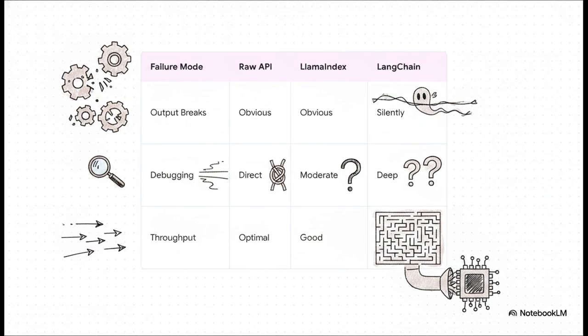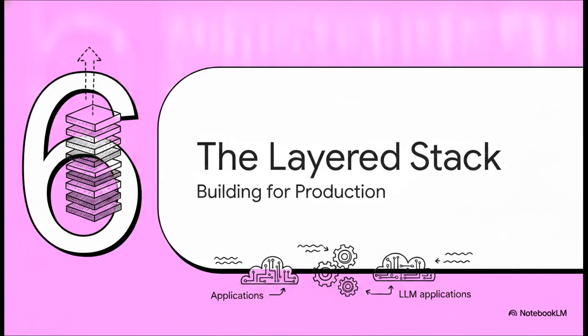Now, what's really interesting about this slide is seeing exactly how each tool fails in production, because a framework's value depends entirely on whether it's hiding complexity you actually face. If a prompt change breaks your output, raw APIs and LlamaIndex make that failure immediate and obvious. But in LangChain, it might propagate completely silently through your chain. Debugging is direct with raw APIs, moderate with LlamaIndex, and deep and hard to isolate in LangChain. And for scaling throughput, raw API is optimal, while that framework overhead we talked about can quickly become your main bottleneck.